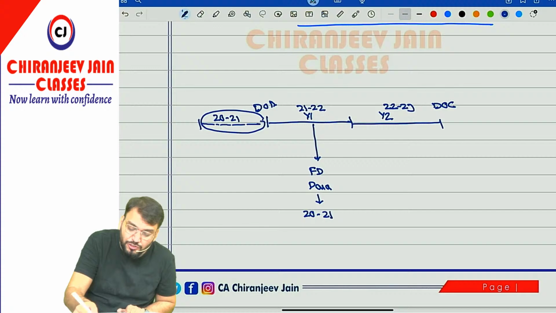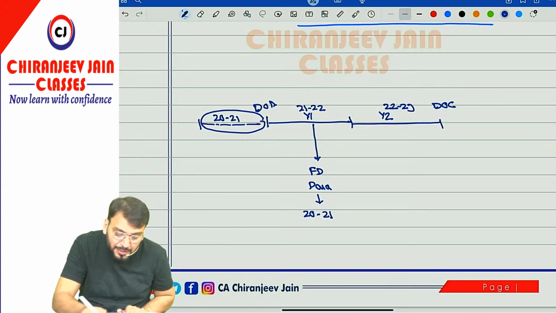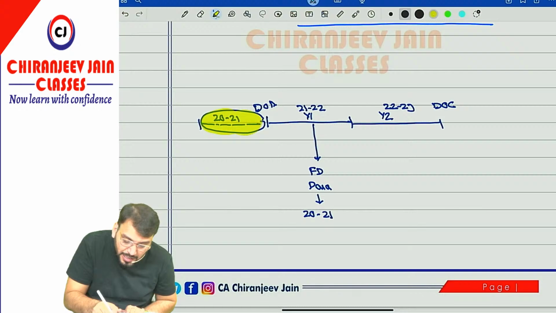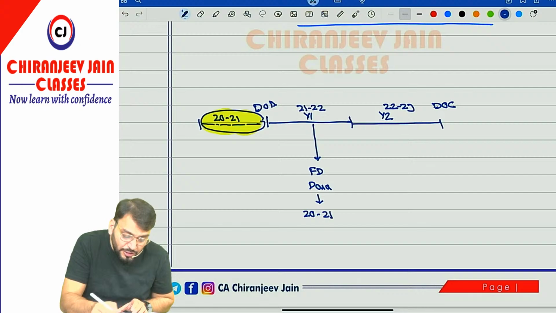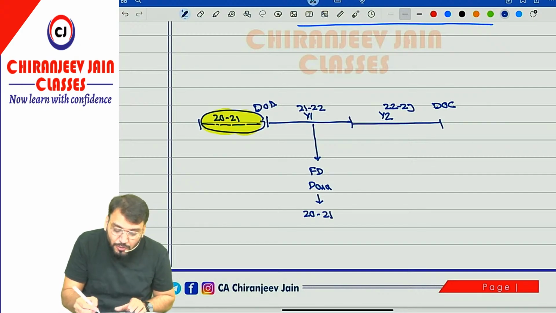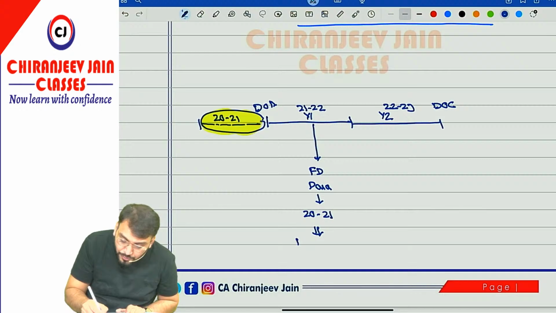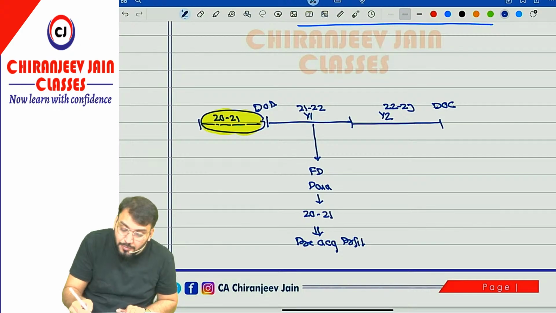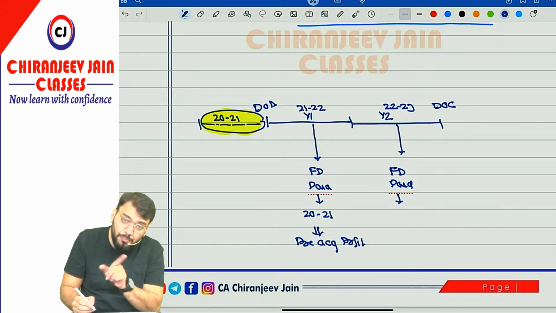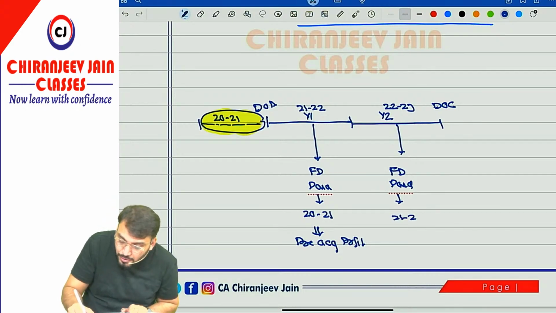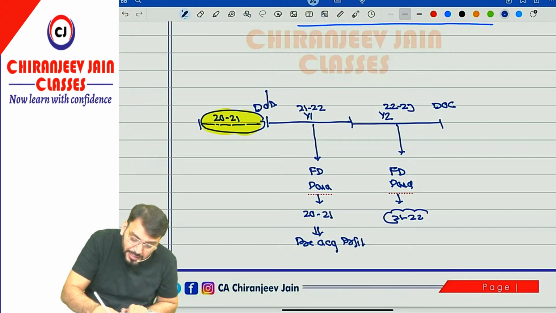So tell me, this profit is pre-acquisition profit or post-acquisition profit? Of course, can I say this is pre-acquisition profit? So this profit is pre-acquisition profit. Therefore this final dividend which has been paid in 21-22 is actually declared from pre-acquisition profit. But now in year 2, whatever final dividend has been paid by the subsidiary company, this has been declared for which year? This has been declared for the previous year, which is 21-22.